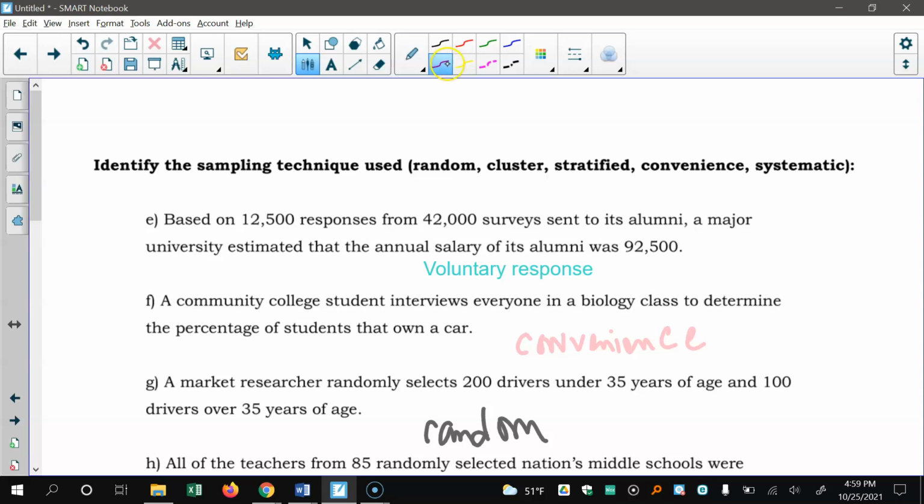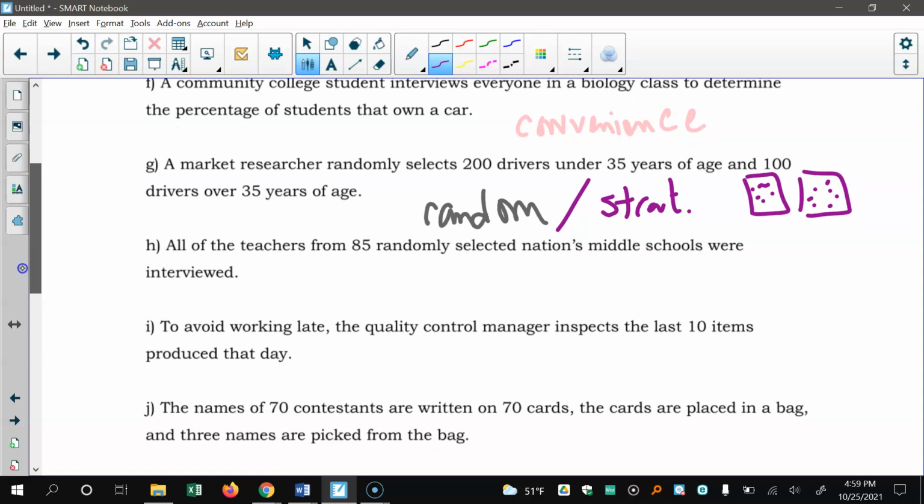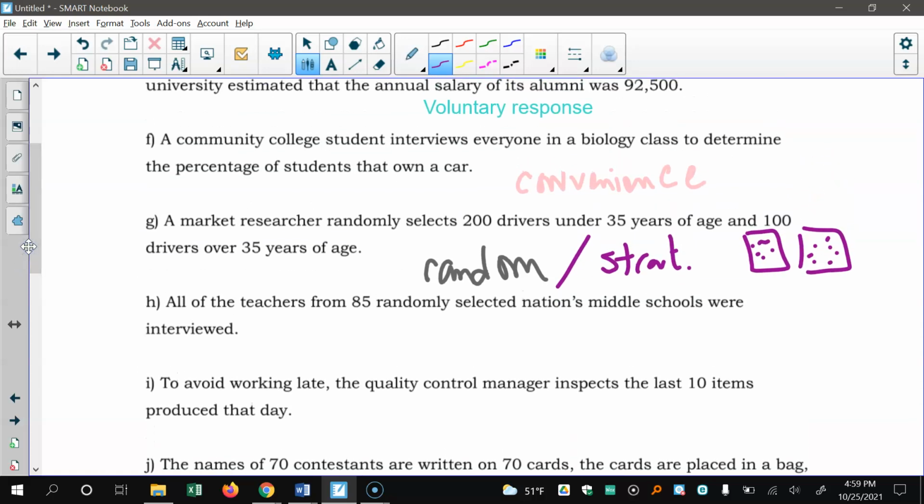And if you put that on a test, and I marked it wrong, and you came up and argued, well, Mr. Lakin, there are two groups, and all they did was select a few out of each of those groups, I'd be good with that. So random or stratified. For H, all the teachers from 85 randomly selected nation's middle schools were interviewed.